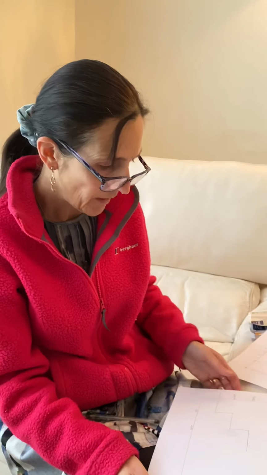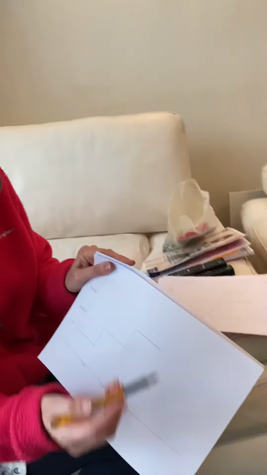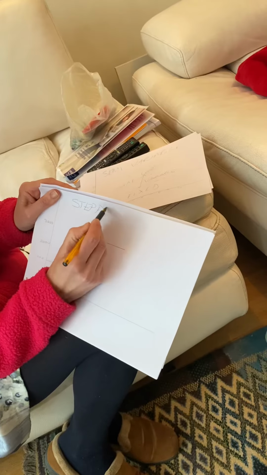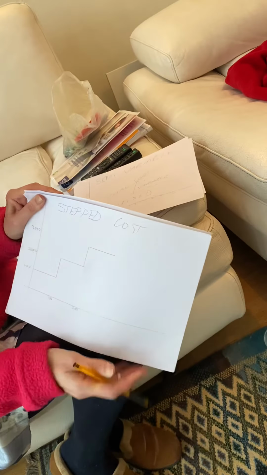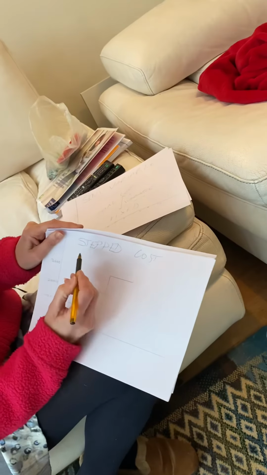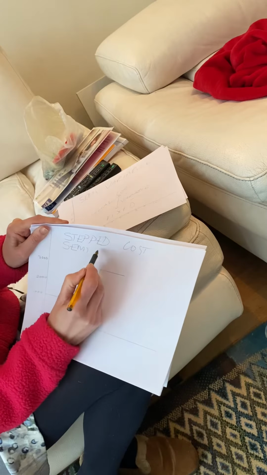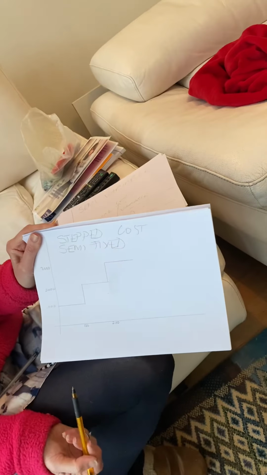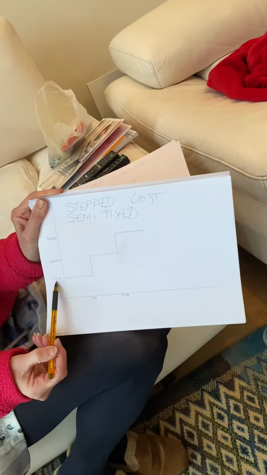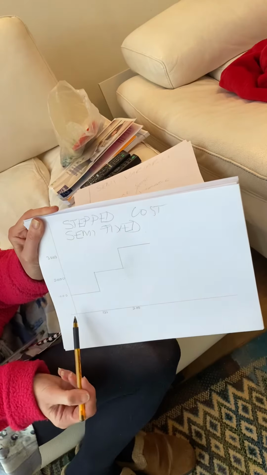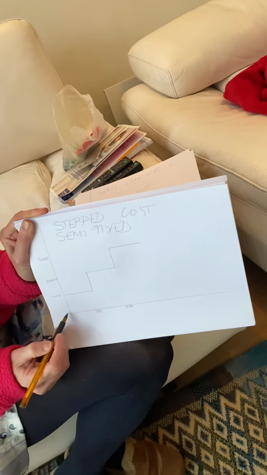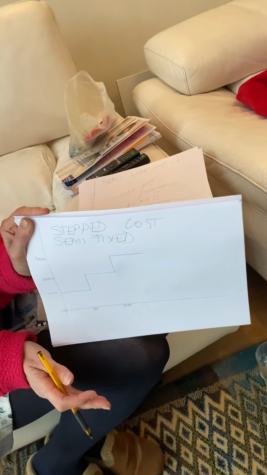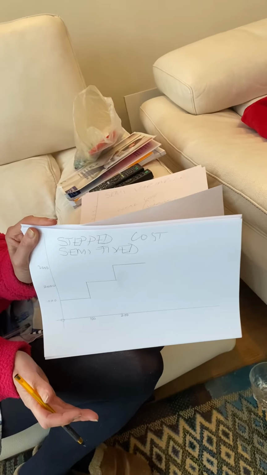The last type of cost we're going to have a look at is what we're going to call a stepped cost, or a semi-fixed. Here, for instance, we have a supervisor. His wage is £1,000. He can look after production from 0 to 100. He works flat out. He can't look after any more production units.